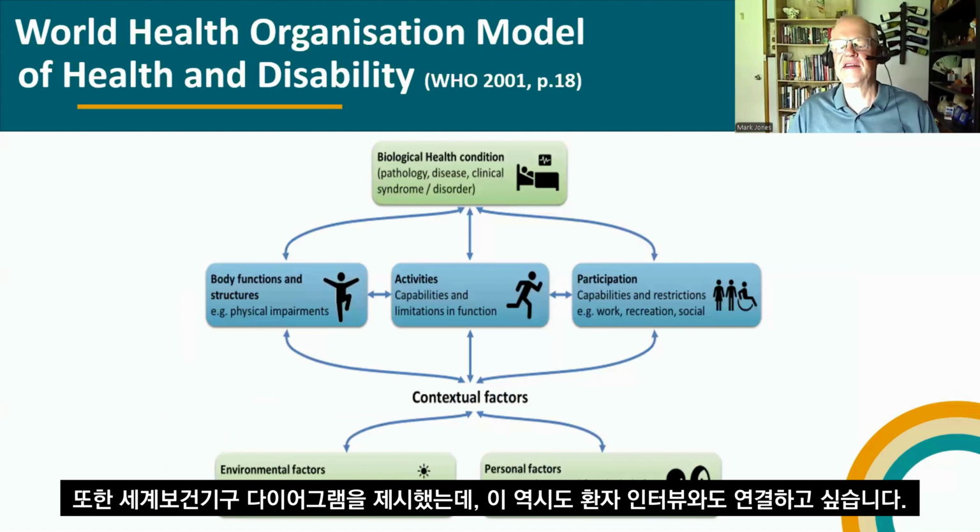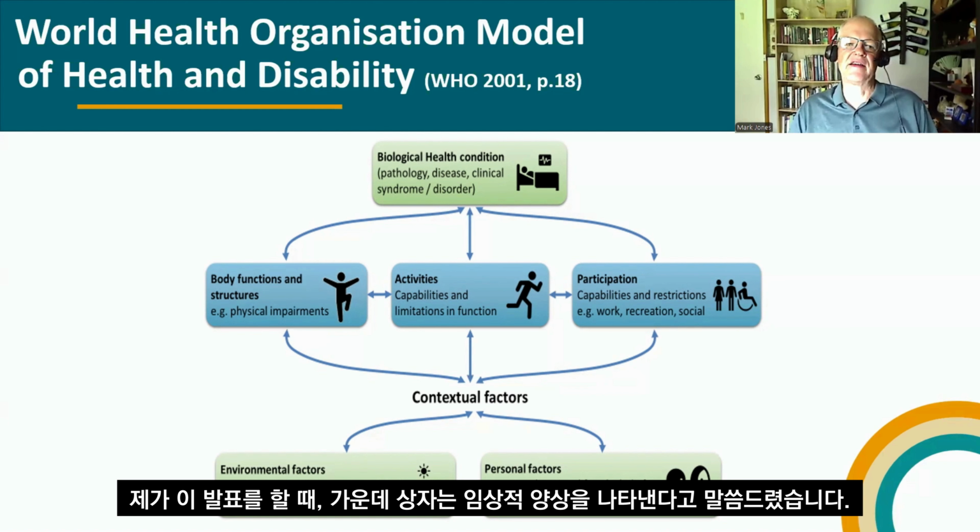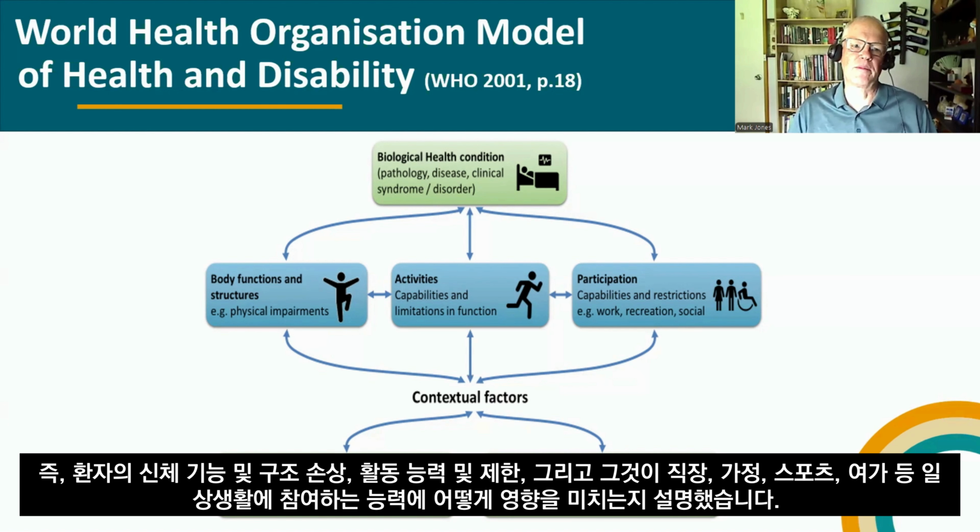I also presented this World Health Organization diagram, and I want to link this to the patient interview. When I presented this, I talked about the boxes across the middle being the clinical presentation: the patient's impairments in body functions and structures, their activity capabilities and restrictions, and then how that translates and influences their ability to participate in everyday activities at work, home, sport, and leisure.